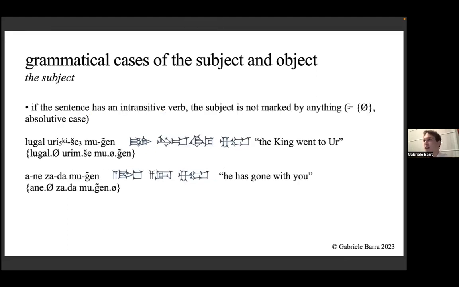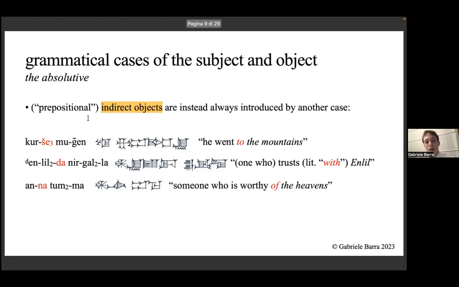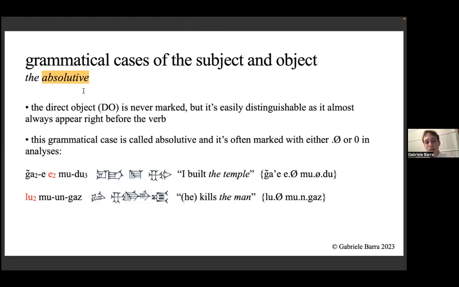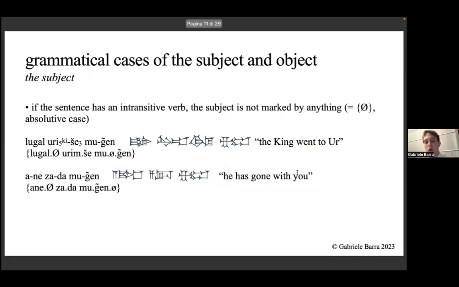What if it doesn't take a direct object? Then you don't mark the subject with anything, just like the direct object. So you just mark it with 0, aka the absolutive case. So basically, you can use the absolutive case to mark the object of a transitive sentence or the subject of an intransitive sentence.